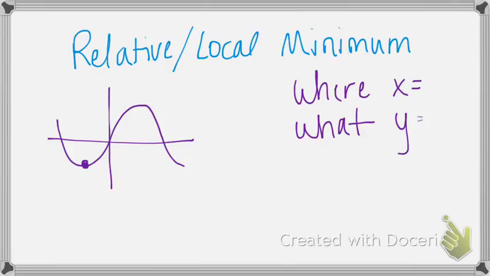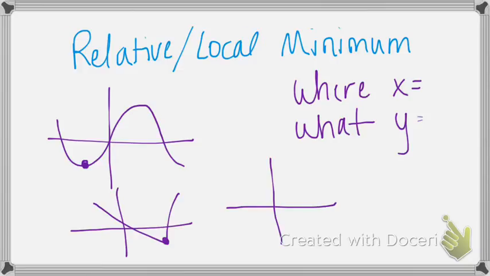A relative minimum could also be a place where the slope is undefined, so that could be a minimum as well. If it were a graph that didn't go on forever, like these go on forever, but if it were a graph that maybe was a square root function or something like that, that could also be a local minimum because it's smaller than the points around it.